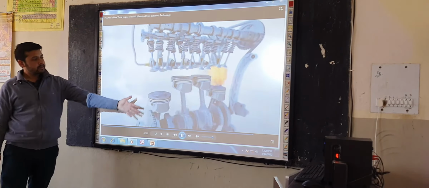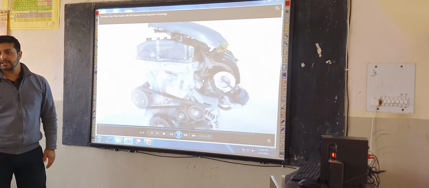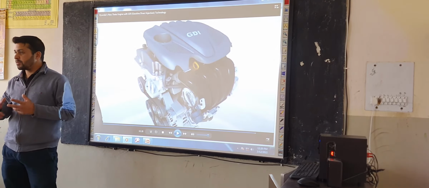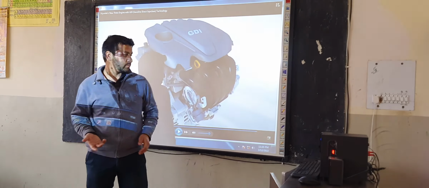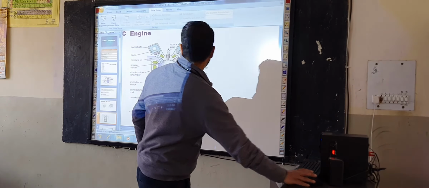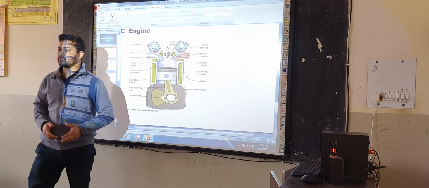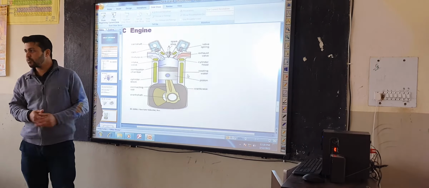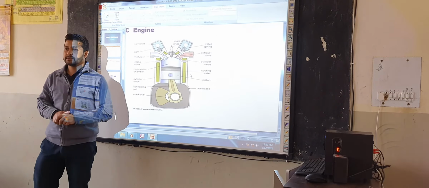This is how an engine and its components work, and this is the timing of valves inside the engine. Suppose we have an engine, if its timing is not correct, the engine will not work or function anymore. Okay, and this is all about today's topic, engine and its components. I hope you understood very well about these components and how they should work inside the engine.